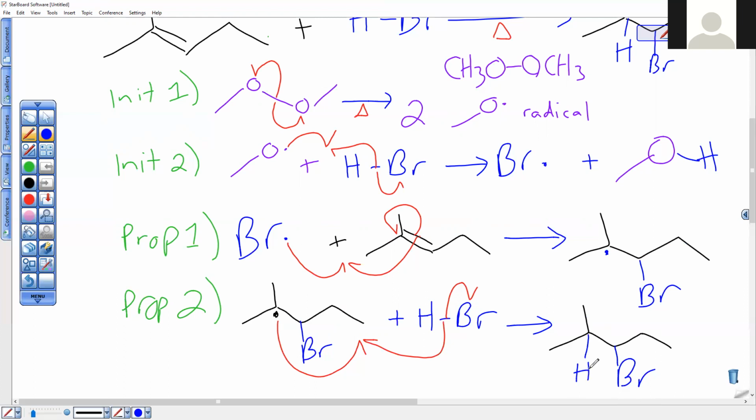And you have Br on the less substituted carbon and the H on the more substituted carbon. And it went this way because carbocations weren't involved, radicals were involved. And in propagation 1, you have to generate a carbon radical on the more stable carbon.